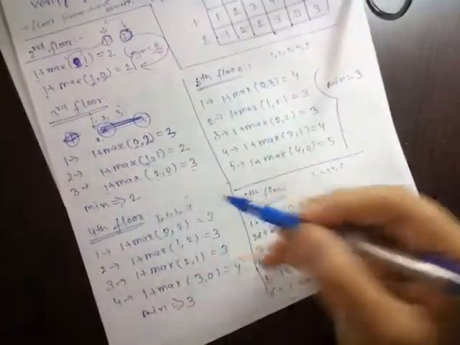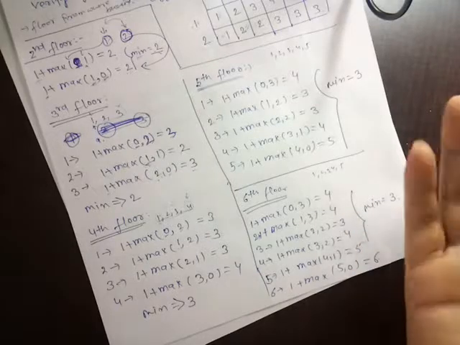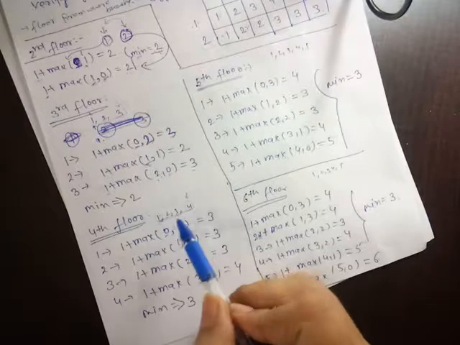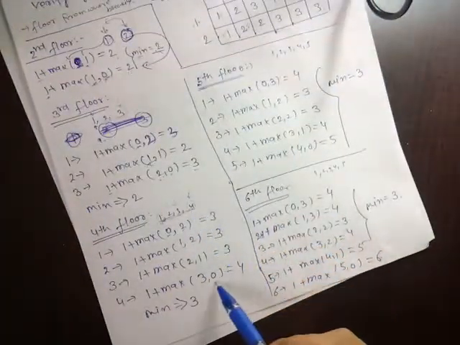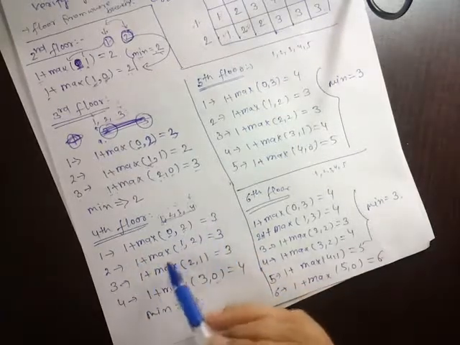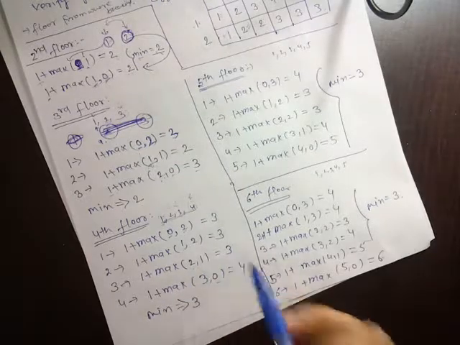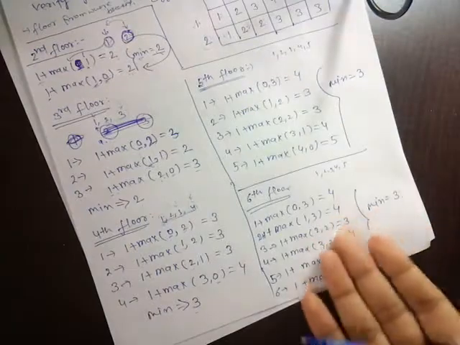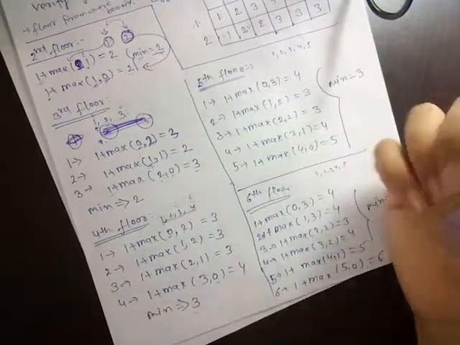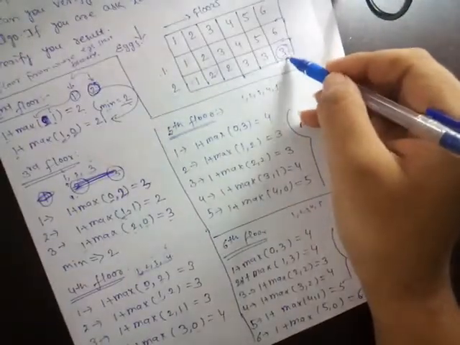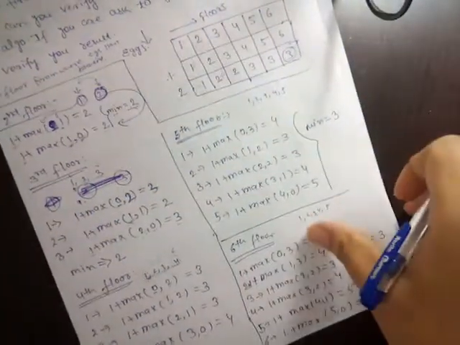Now I am at the fourth floor. If the egg breaks, 1 egg is remaining, 1 has already broken, and 3 floors are remaining. So 3 floors and 1 egg means 3. If it does not break, I got the answer. So 1 plus max of 0 and 2 is 3, 1 plus max of 1 and 2 is 3, 1 plus max of 2 and 3 is 4, 1 plus max of 3 and 0 is 4. So the minimum is 3. Similarly, I calculate for the 5th and 6th floor. So the answer is 3. Whatever comes into column 6 is the answer.